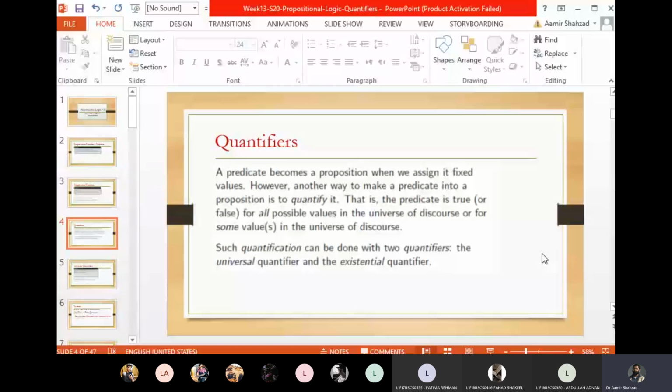एक quantification ये है कि आपका जो predicate है, आपकी जो statement है, आपकी statement तमाम values के लिए true है या तमाम values के लिए false है. It's true for all values, all, each and every value. It's true for each and every value. So एक इस तरह की हम quantification कर सकते हैं.